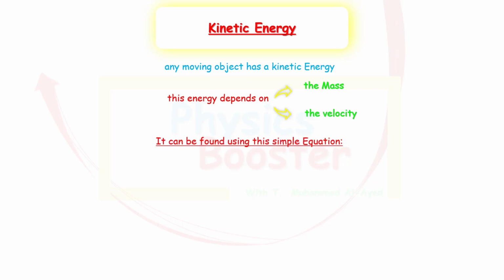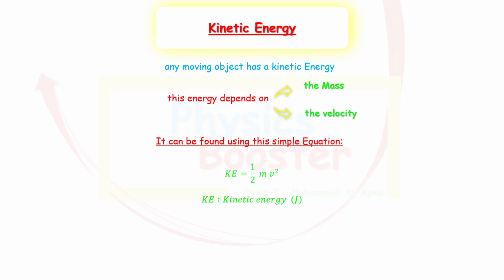Kinetic energy can be found using this very simple equation. It's half mv squared. Just remember it, half mv squared. It's not very difficult to memorize. Half, it's just half. m is the mass and v is squared. Some students, or a lot of students, forget to square the velocity. It's v squared, okay?